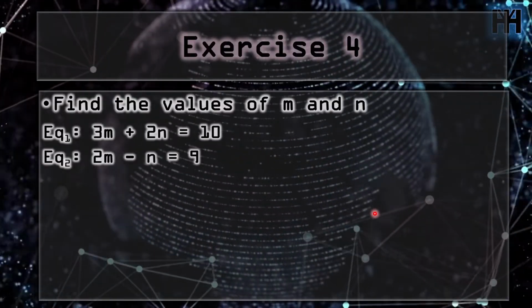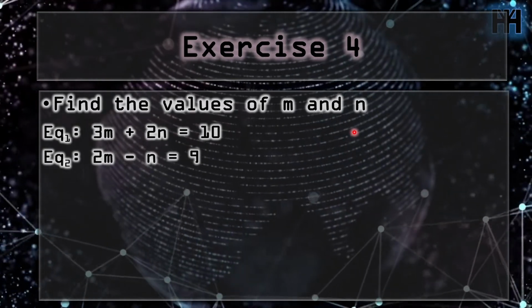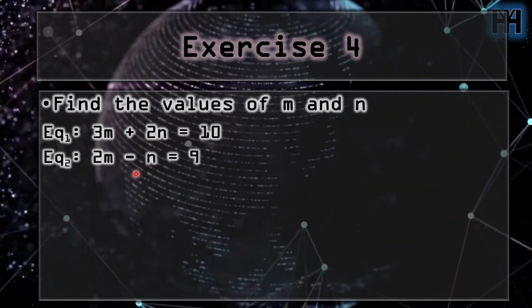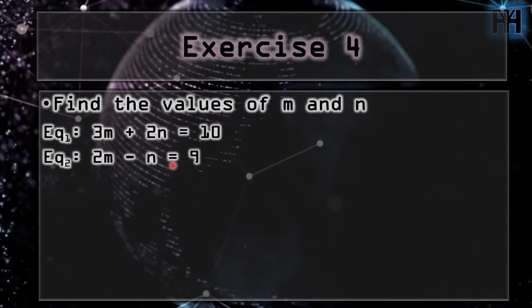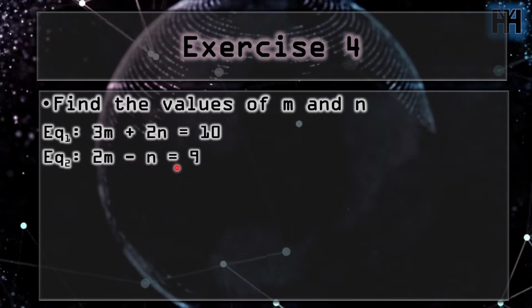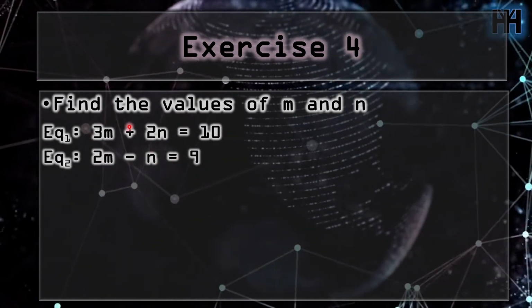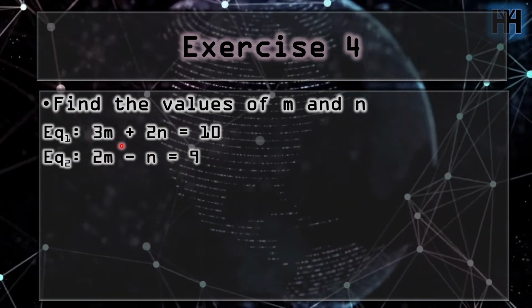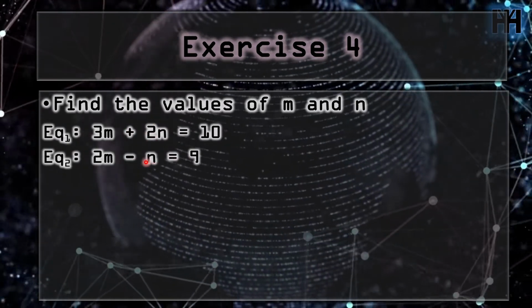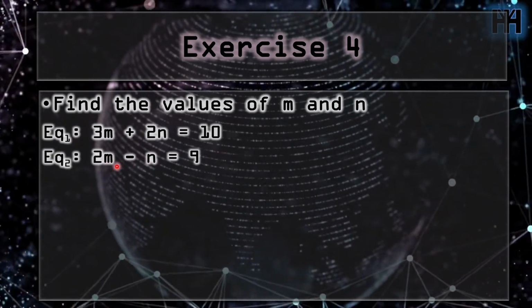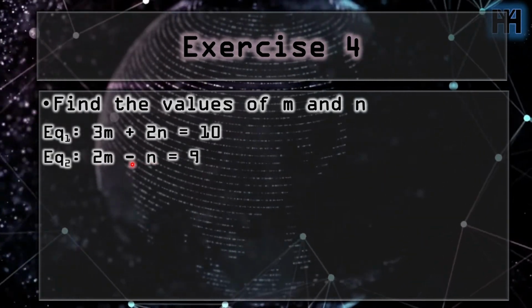Exercise 4. Find the value of m and n. So we have 3m plus 2n equal 10 and 2m minus n equal 9. We want to get this equation in terms of any of the variables, and we have no equation like that now. So we can try to manipulate one of the equations. I see here the coefficient of n is -1, so it will be easier to try with this equation.